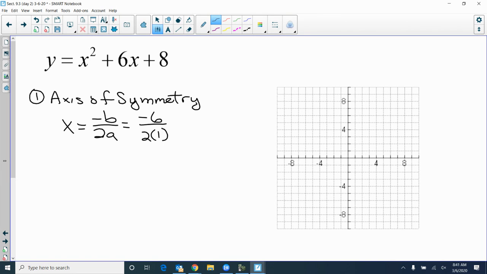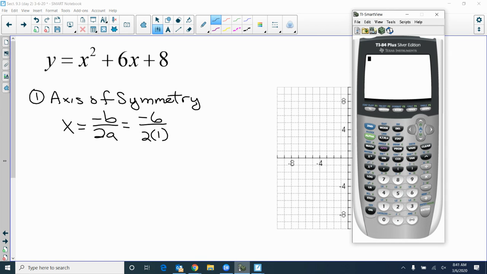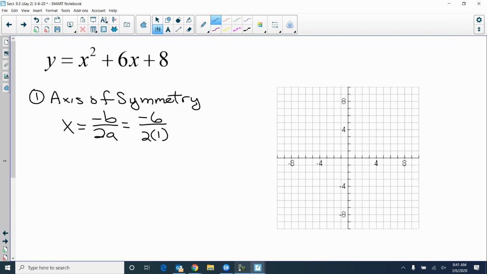All right, now if you just type this into your calculator, some people were having issues with this. If you type it in wrong, it's wrong. Oh, wait a minute, you got lucky, that was right. Because 2 times 1 is 2. Negative 6 divided by 2 is negative 3. But in some cases you've got to watch it. You end up with negative 3.